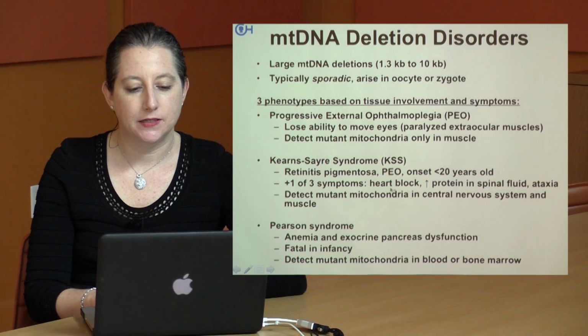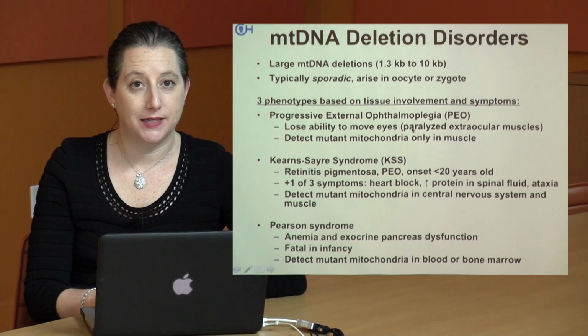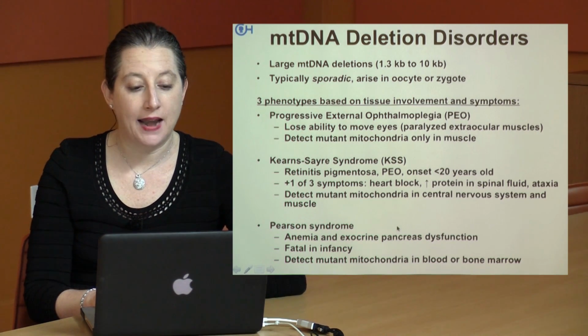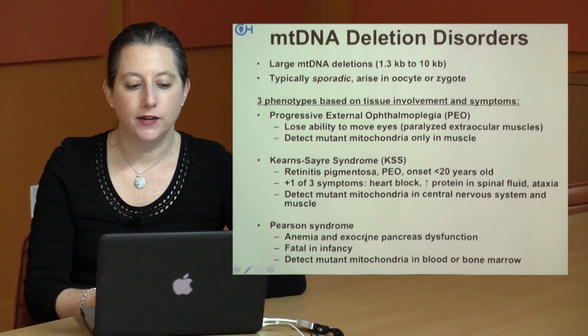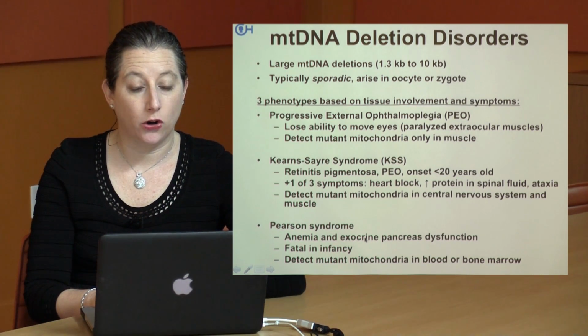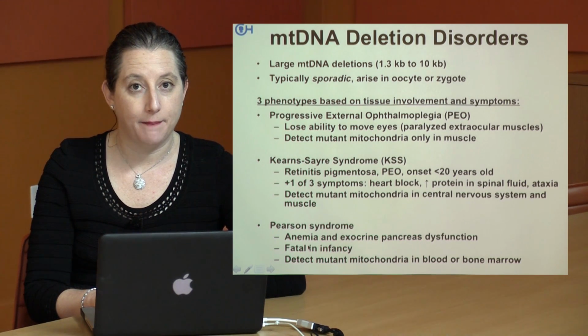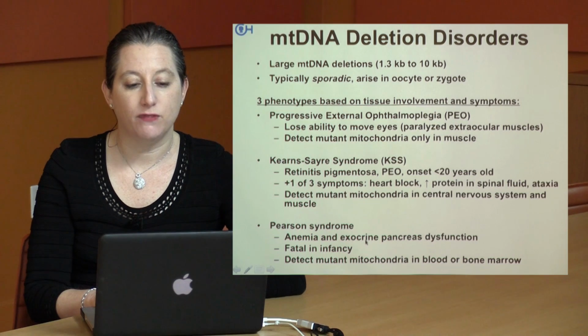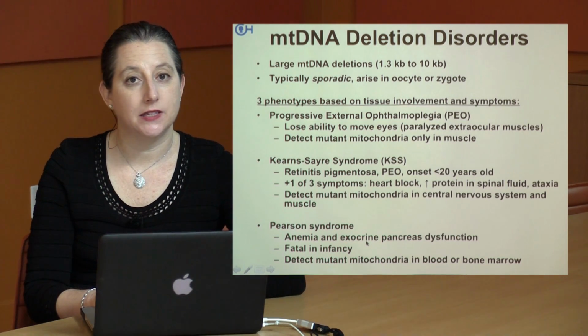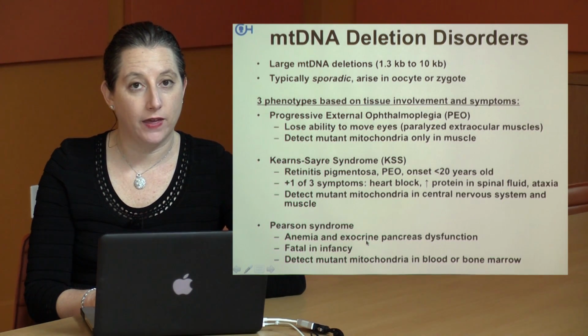It often presents in the late childhood to teen years, whereas the ophthalmoplegia typically presents later in life at any point. If the mutations are present in the blood and in the bone marrow, it could present in early infancy with severe bone marrow failure and anemia and pancreatic failure, and it can be fatal in infancy. So the same deletions can be very variable depending on where they are and at what time and how much you have.